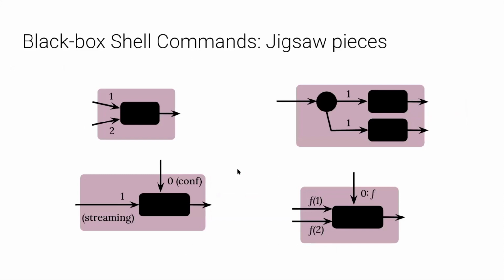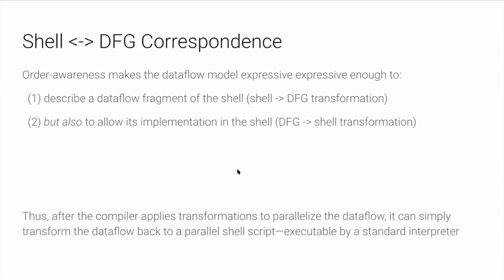Note that this information is enough to enable correct parallelizing transformations. Specifically, our compiler does not care about commands themselves and still views them as black boxes that just happen to satisfy certain properties. For example, one such property is that some commands are amenable to divide and conquer parallelism. The compiler transformations then manipulate such compositions of black box commands to enable parallelism, as shown in the example earlier. This order awareness makes the data flow model expressive enough to describe widely used data flow fragments of the shell, which is important for the shell to data flow graph translation, but which in turn can be implemented in the shell, which is also important for the data flow graph to shell transformation.